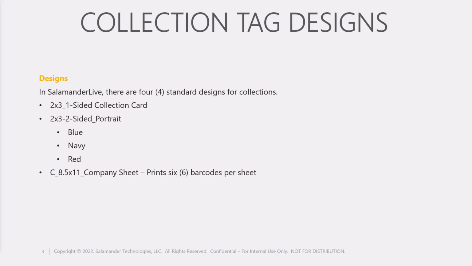So when we go through the printing process for Salamander Live, you're going to see that there's 4 standard designs for collections. There is a 2x3 one-sided collection card. There's a 2x3 two-sided portrait card, and there's 3 different colors for this: blue, navy, and red. So in the back is where that barcode is going to be found. And then the 4th design is going to be an 8.5 by 11 company sheet. So what this does is it just prints 6 barcodes per sheet.